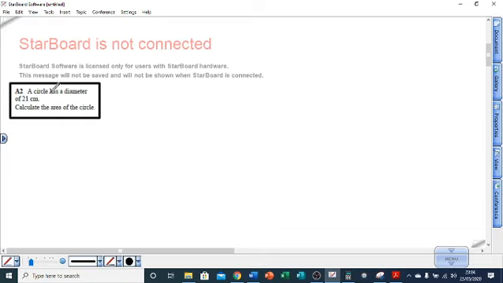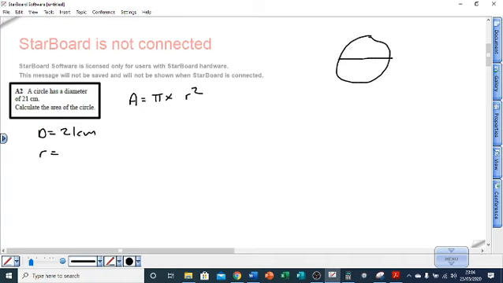Right, a circle has a diameter of 21 centimeters. Calculate the area. Well, again, area equals pi times radius squared. Now you've been given the diameter here. The diameter is 21 centimeters. The radius is what we need. The radius is half the diameter. Diameter of a circle goes from edge through center to edge. That's the diameter. Radius goes from center just to edge. So it's half. Half of that is going to be 10.5 centimeters.